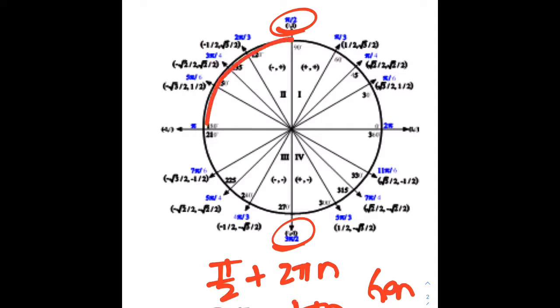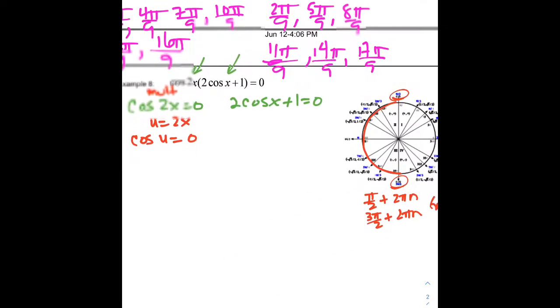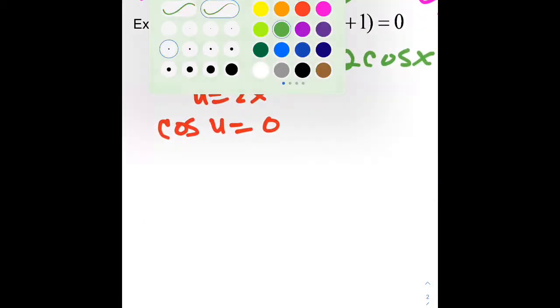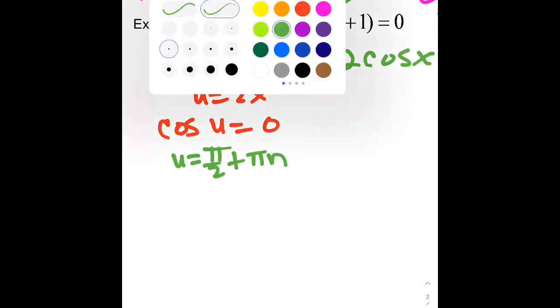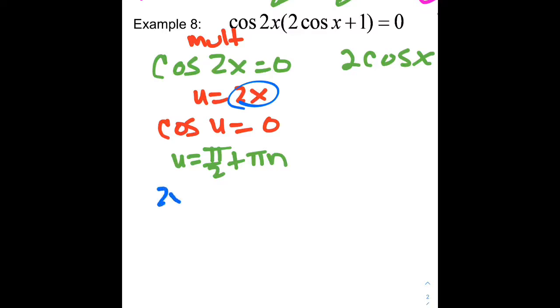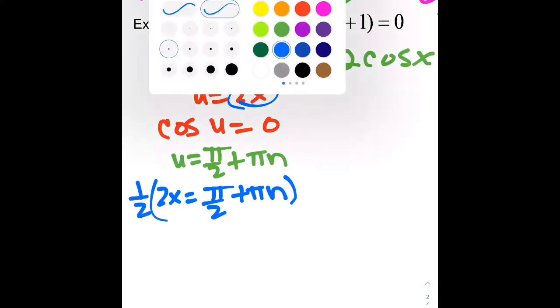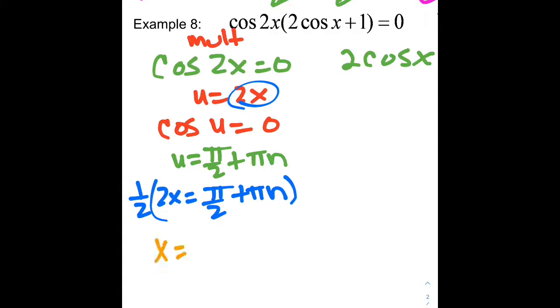But since these differ by pi, I can be way more efficient, and I can write that u is equal to pi over 2 plus pi n. But we don't want to know what u is equal to. We want to know what x is equal to. So let's go ahead and put 2x back in. And in order to get x by itself, we're going to divide by 2, which is the same as multiplying by 1/2. So I get that x is equal to pi over 4 plus pi over 2 n. So far, this is a piece of my general solution.